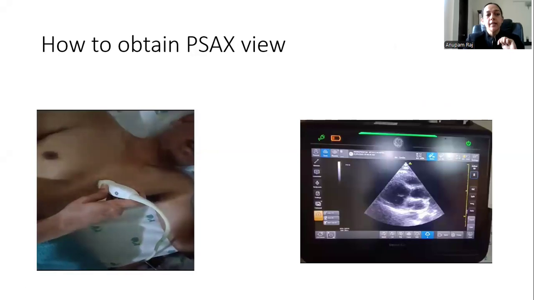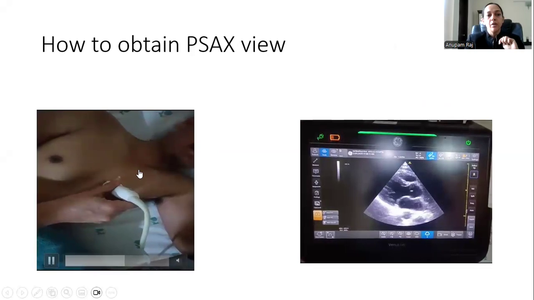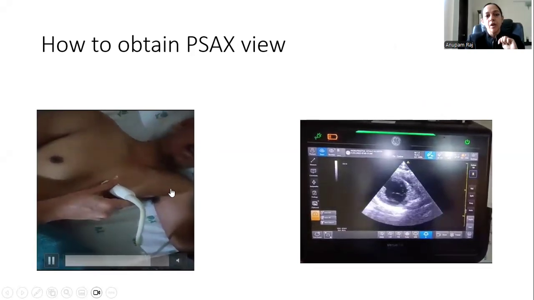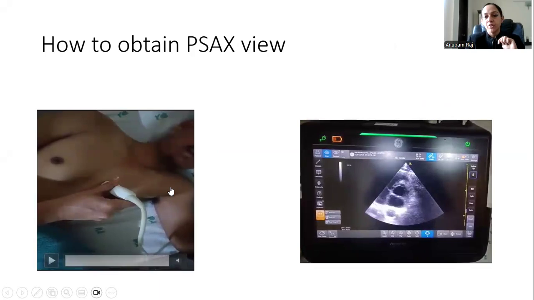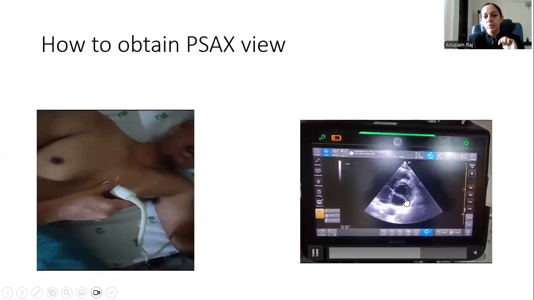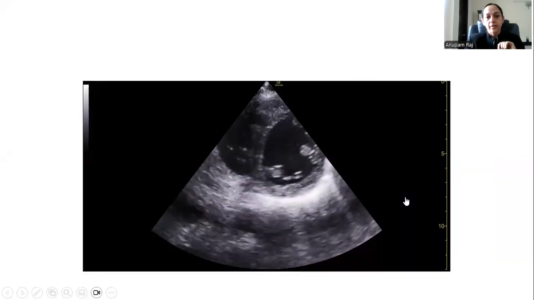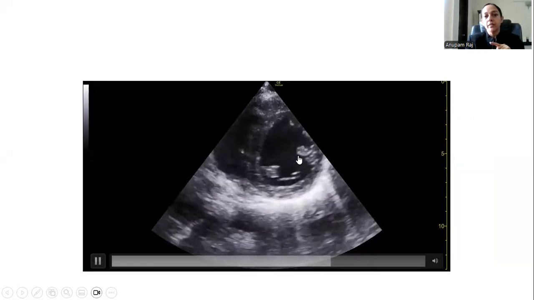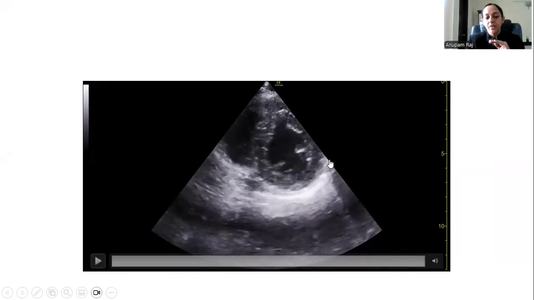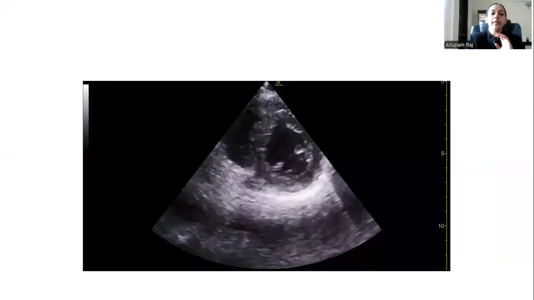To obtain, like I said, get the best PLAX view, and from there rotate the probe 90 degrees so that the orientation marker is now facing towards the patient's left shoulder, and you will be able to get a mid-papillary view of the parasternal short axis. So the ideal view should look something like this, where you are getting the mid-papillary sections of the LV.